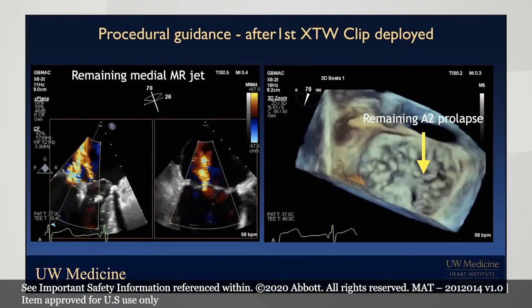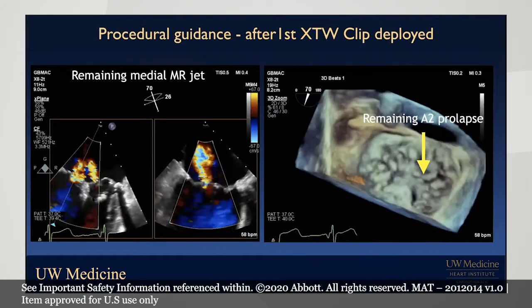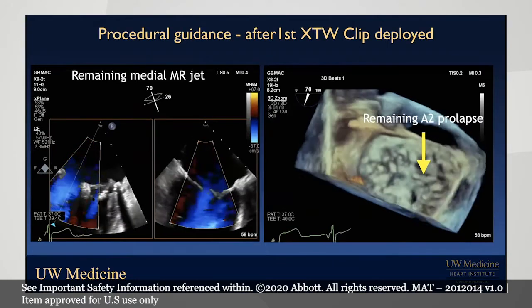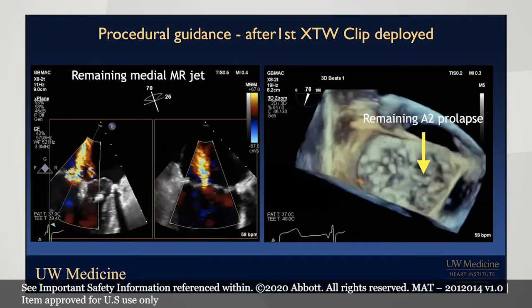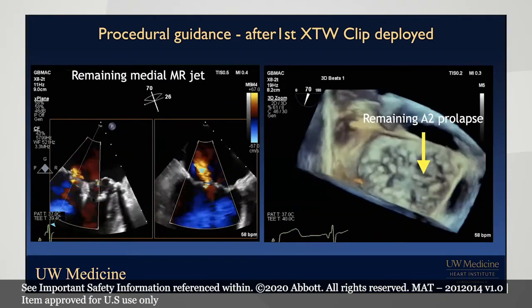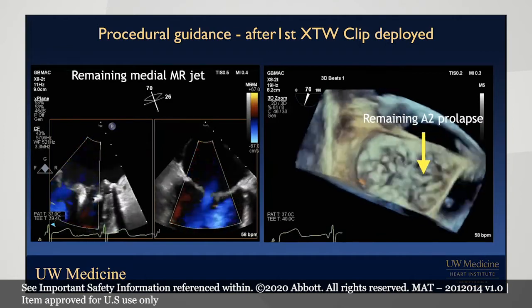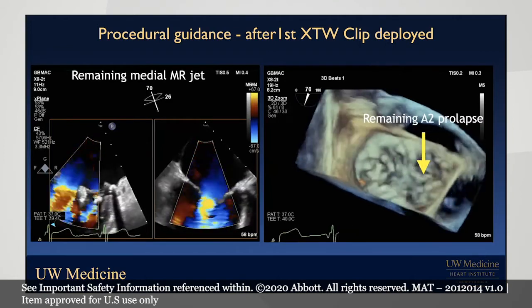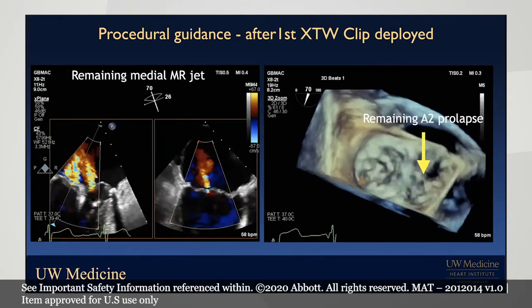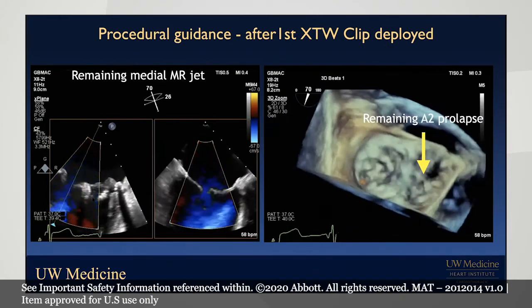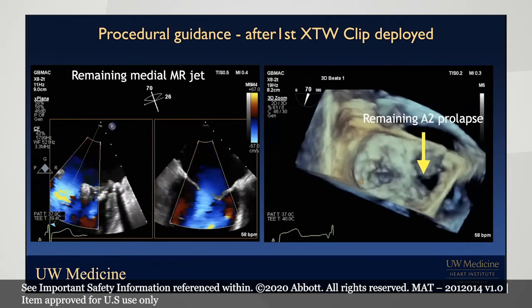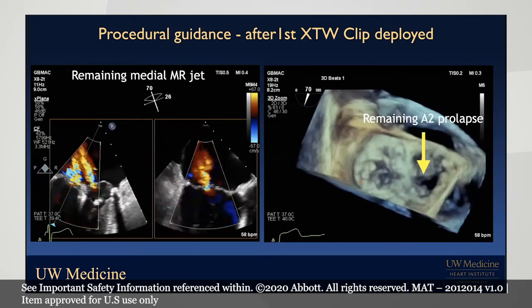Further assessment with 2D color and 2D biplane imaging as illustrated on the left, and then again using 3D as you see it on the right-hand side, to convince ourselves that in fact there was remaining pathology, in this case anterior leaflet prolapse along with the original pathology. We decided to add another clip in order to further reduce the MR.